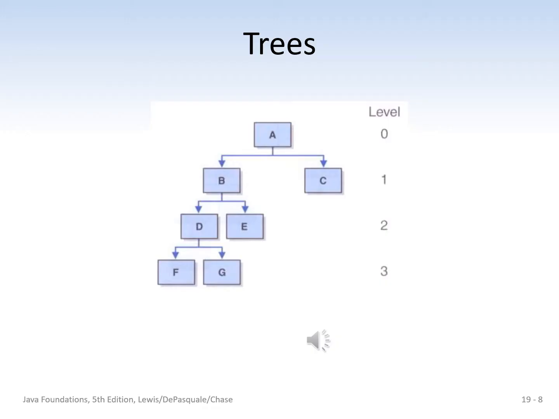I find it much easier to understand this visually. In the graphic depiction here, we have 4 levels of this tree. Level 0 is always where the root node is. It's the beginning. We have level 1, A and B. I'm sorry, B and C. C is a leaf. B has children and a tree beneath it. D and E, F and G. And F and G are leaves.